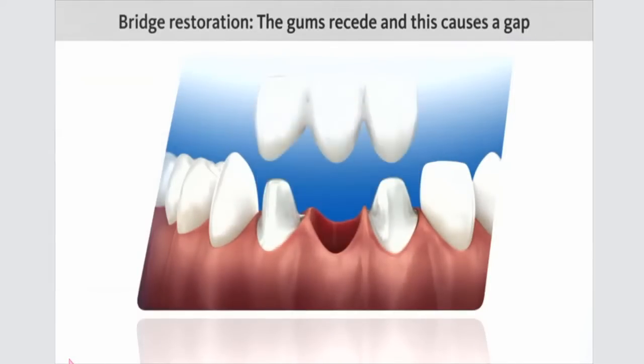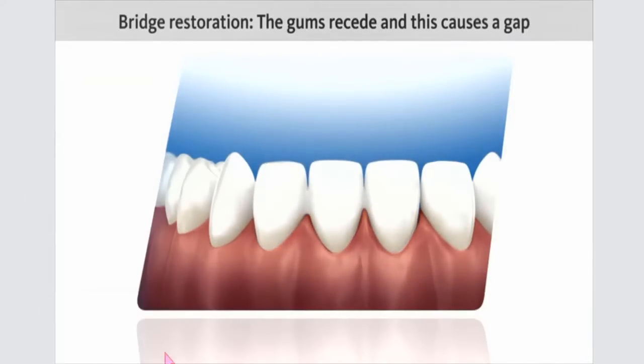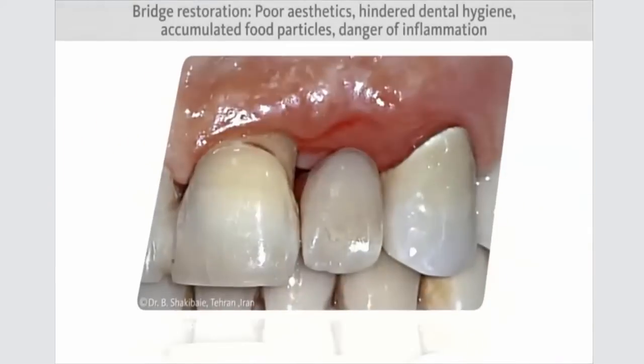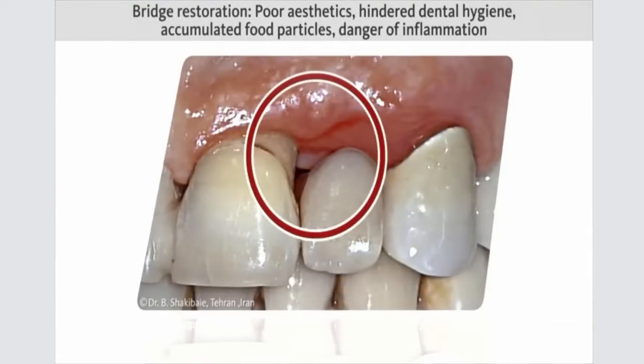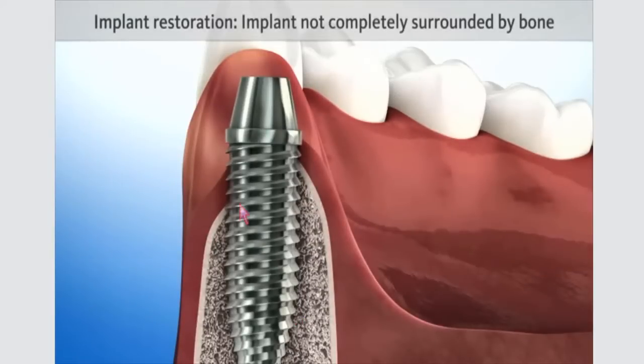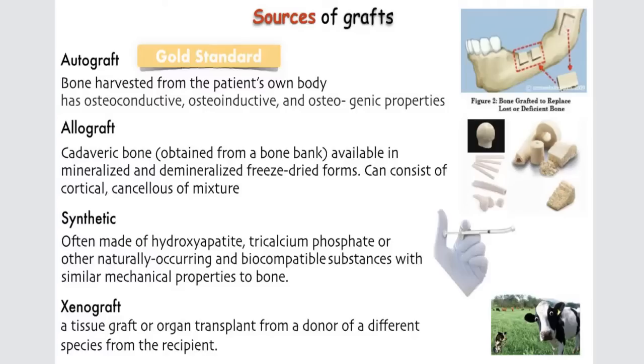So whether or not we want to place an implant, or even if we want to do a bridge, if we're looking to do a fixed prosthetic bridge, we'd like to preserve that bone so we don't have this aesthetic disaster like that. If we want to put an implant, again, we want to have that buccal plate intact.